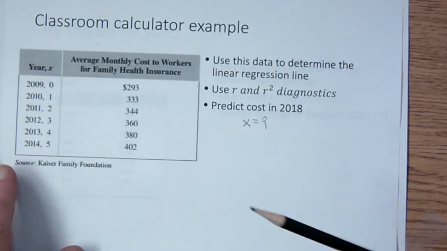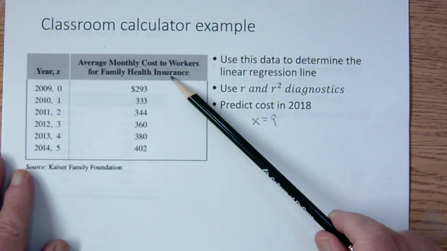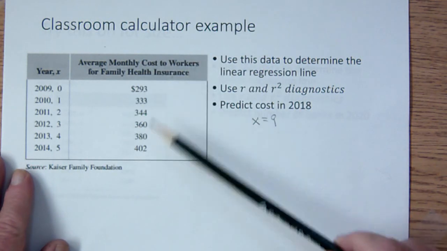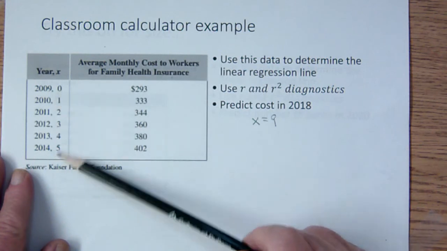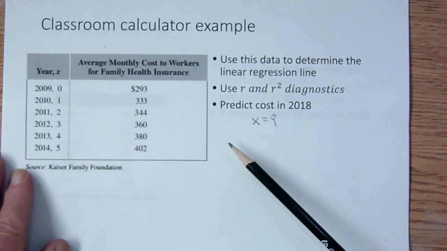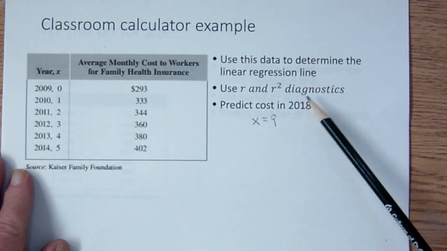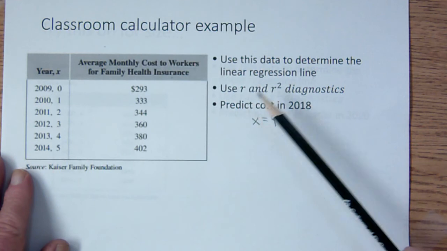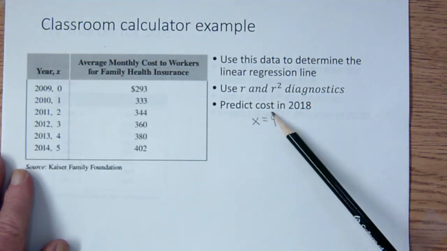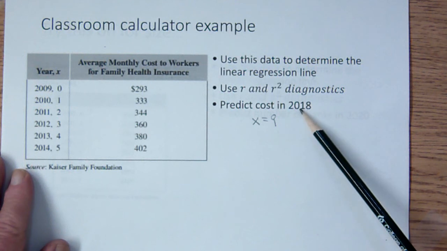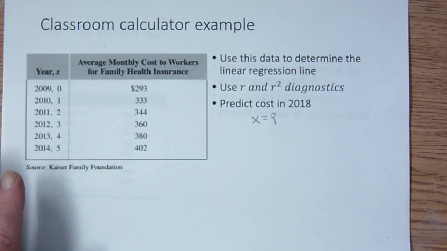Hello, this is the calculator example we're going to do. We have the average monthly cost to workers for family health insurance listed here by year, and we changed the years by a scale so that the numbers would be smaller. We're going to use this data to determine the linear regression line. We're going to calculate the R and R squared diagnostics, and we're going to predict the cost in 2018 using this model, and that would correspond to X being 9.